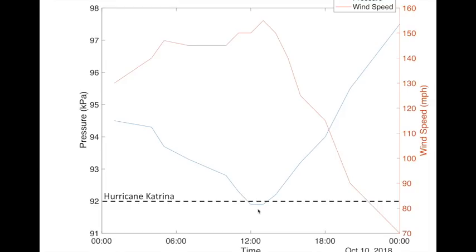You can see that it hit a minimum around noon as it came on shore and dropped just below 92 kilopascal. So compare that to 101.3 for our typical conditions at sea level. And you can see that it dropped below Hurricane Katrina levels. So this was an extremely powerful event that came on shore, and the full extent of the damage is just now beginning to be assessed.